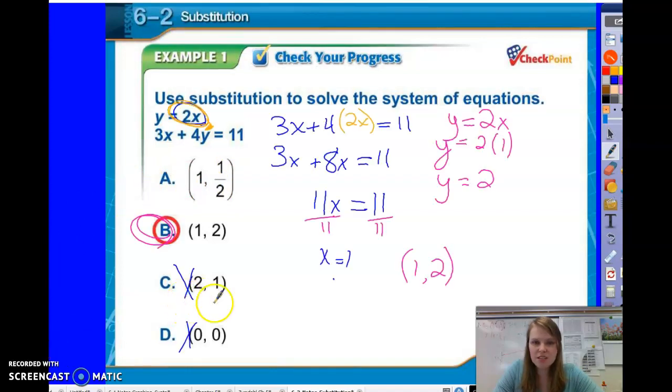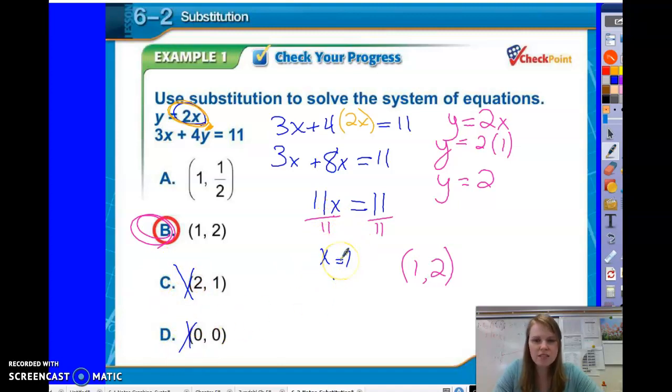When I went through and did this, I figured if this was my definition, y is this stuff. So I used this definition of y and plugged it into the second equation. So I put 3x plus 4 times this equals 11. Distribute, simplify this part. 4 times 2x gives me 8x. Get x on the side by itself. I got x equals 1. That allowed me to rule out these two choices.